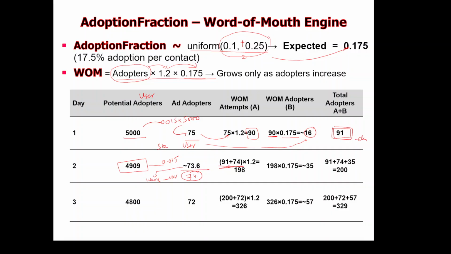adopters, and these adopters will make 1.2 contacts per adopter. The total will be 198, and out of those 198, at 0.175, around 35 will actually be adopting the product. So by the end of the time step we have 91 plus 74 plus these 35. So we'll be having 200 users, or adopters, by the end of day 2, and similar is for day 3. So this is a simplified calculation. Hope it is making sense to you.